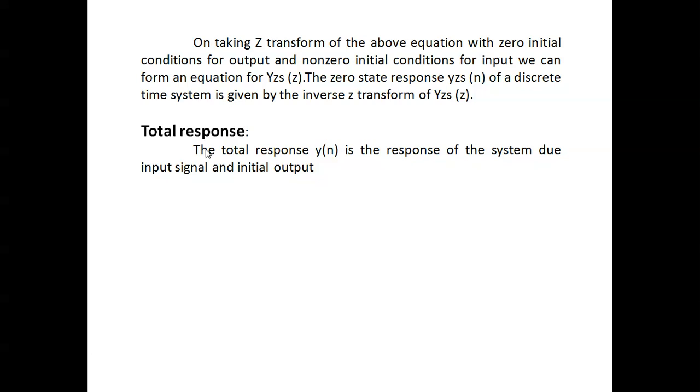So what about total response? Previously, zero input response and zero state response we already saw. The total response y of n is equal to the response of the system due to input signal and the initial output. So that is called the total response.